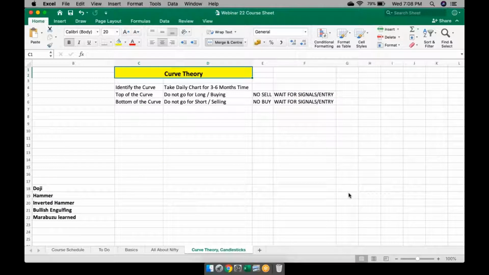So now, what is curve theory? It is to identify the curve. For identifying the curve, take a daily chart for 3 to 6 months.